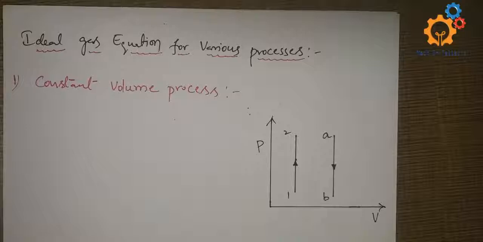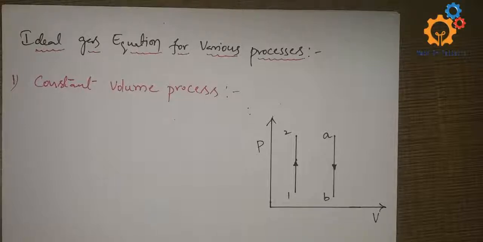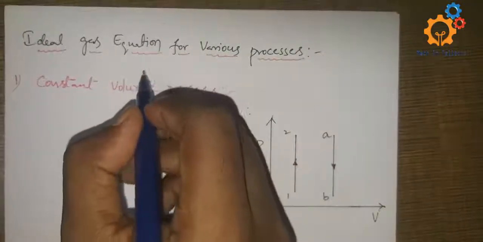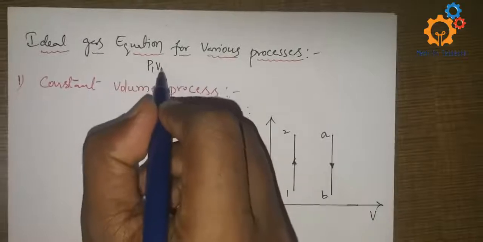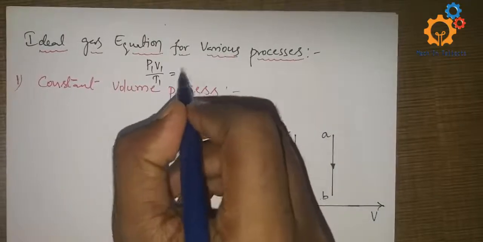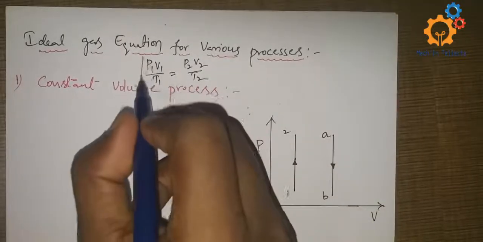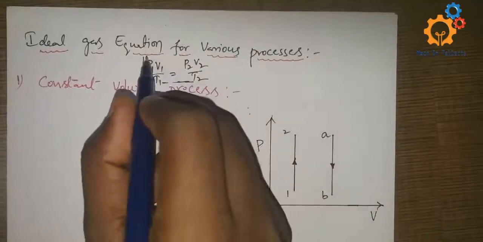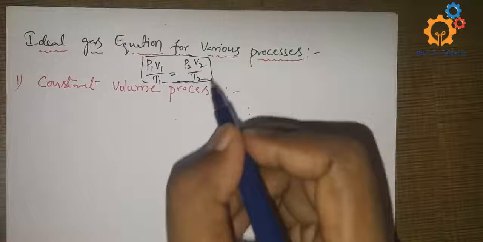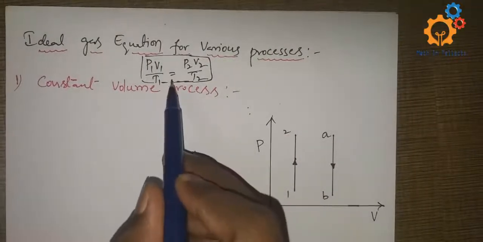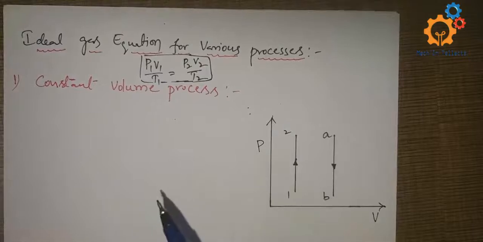In the last class, we discussed how to apply an ideal gas equation for a thermodynamic process. So finally we came up with an equation that is P1 V1 by T1 is equal to P2 V2 by T2, right? This is the equation which we need to apply for a thermodynamic process. Now let us apply this ideal gas equation for different processes.